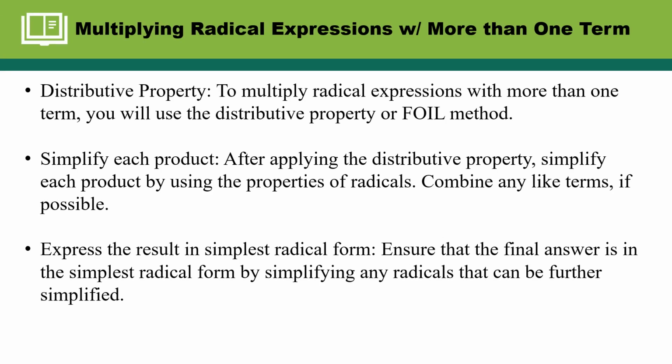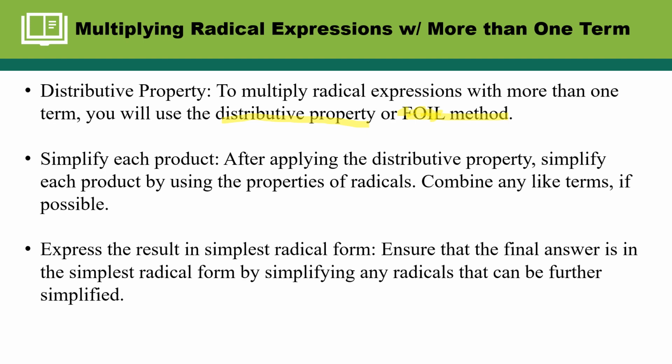Multiplying radical expressions with more than one term. First, we're going to use the distributive property. So we will use the distributive property, or what we call the FOIL method. FOIL stands for first, outside, inside, and then last. We will then simplify each product.